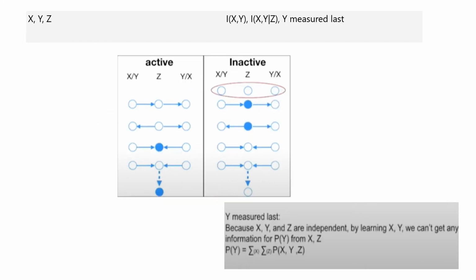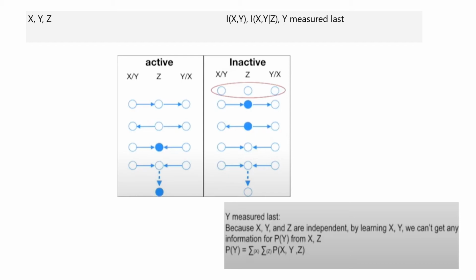In this question, three nodes x, y, z, and the assumption is x and y independent, y and z independent, and x and y independent given z. So the only possibility is all the three are inactive and you can see the answer circled first, that x given y and z and y given x, all the three are independent of each other.